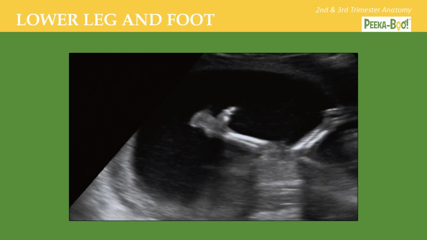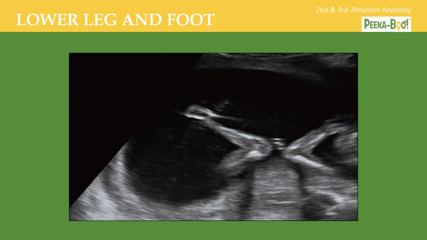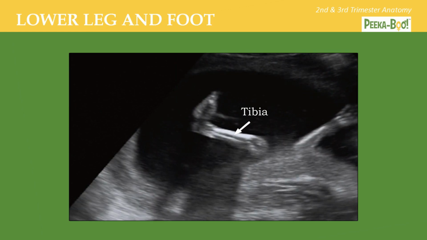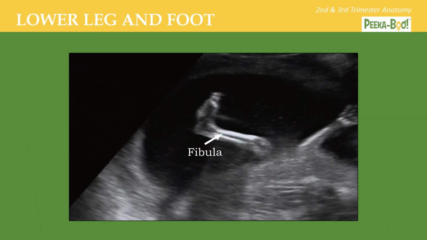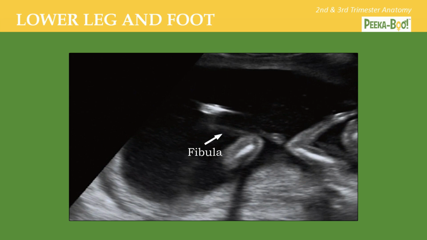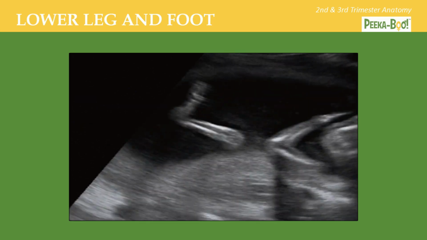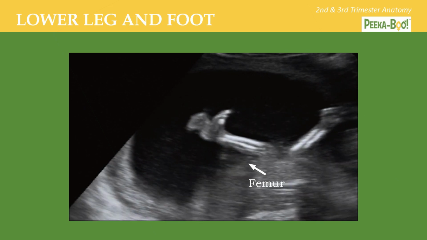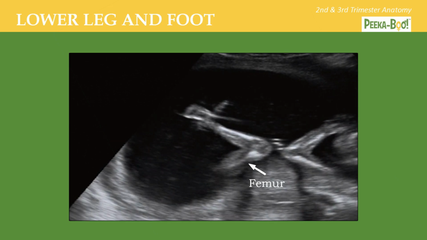Here is a nice image of a lower leg and foot. Notice that there are 2 bones in a lower leg. The larger bone is called the tibia, and the smaller bone is called the fibula. This makes it easy to distinguish lower leg from the thigh, which has only 1 bone, the femur.